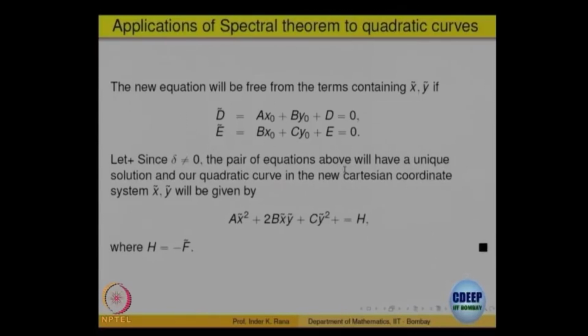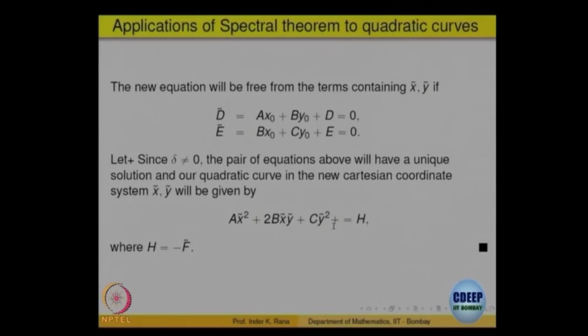So they will have a unique solution in that case. The determinant of the coefficient matrix should not be 0. So you get it in this form. If it is not 0, then you will find a unique solution; take that choice of x0, y0, and your equation becomes of this form, it becomes the canonical form.